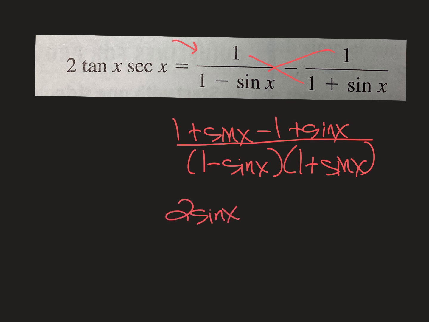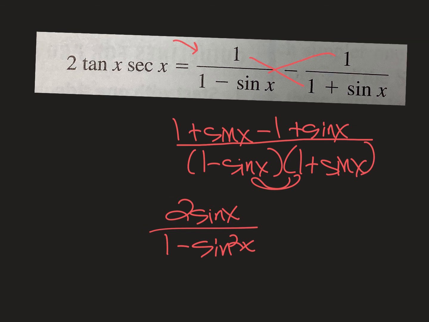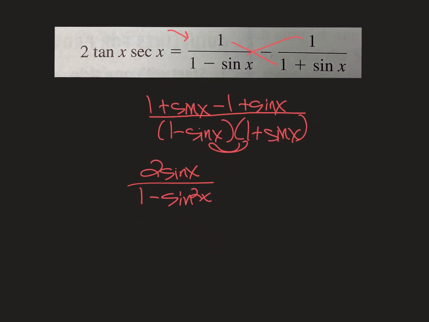In my denominator, I have 1 minus sine squared. I just multiplied those two together. Those are conjugates. Remember, conjugates, you could just do FOIL when you multiply them together. All right, so 1 minus sine squared is cosine squared. So I'm going to have 2 sine x over cosine squared x.